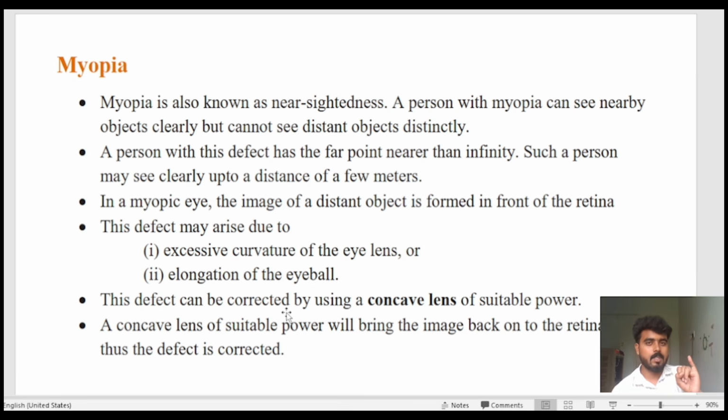When we are talking about myopia, what is the first point? Myopia is also known as nearsightedness. We are able to see near objects clearly. The third point, what are the reasons? Excessive curvature of the eye lens and elongation of the eyeball. These are the two reasons. Now, how to correct myopic vision? By using a concave lens of suitable or appropriate power.